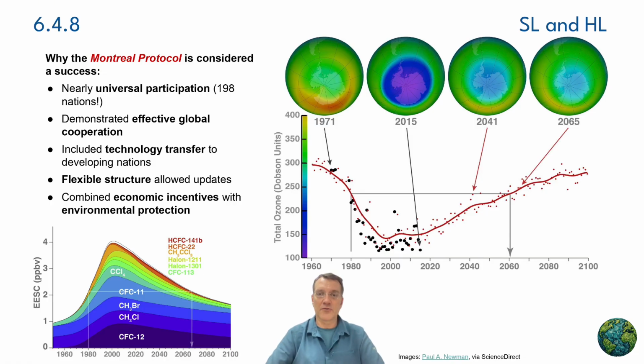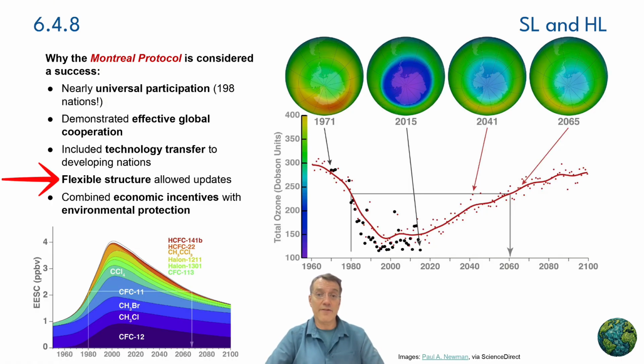Several factors made the Montreal Protocol so successful. First, there was nearly universal participation. 198 different countries signed on. Second, it demonstrated effective global cooperation with developed and developing nations working together. Third, it included technology transfer to developing nations from high-income countries, and that helped the developing nations adopt ozone-safe alternatives without the economic hardship that they couldn't afford.